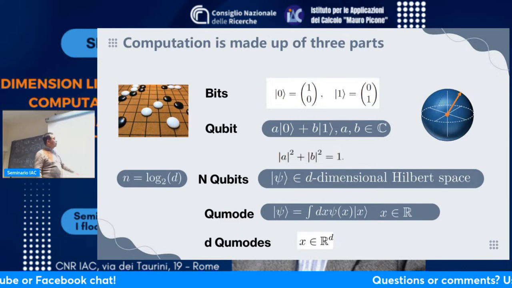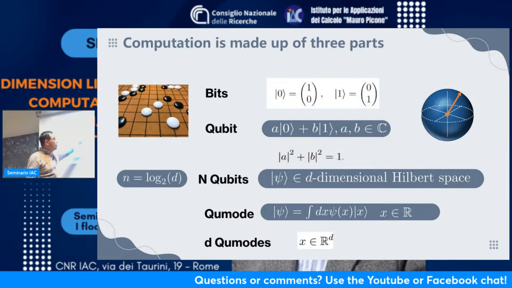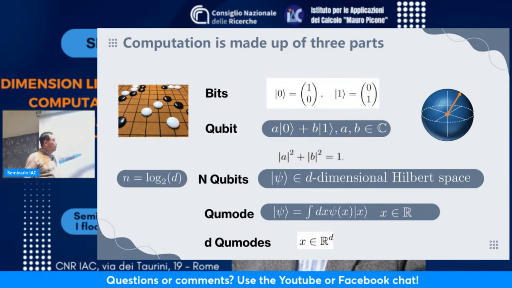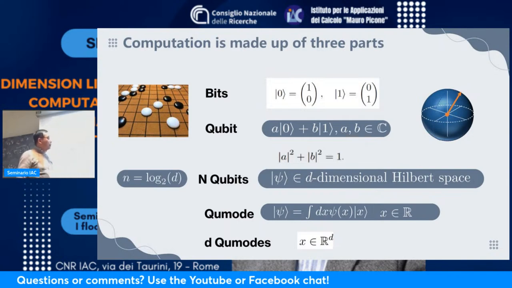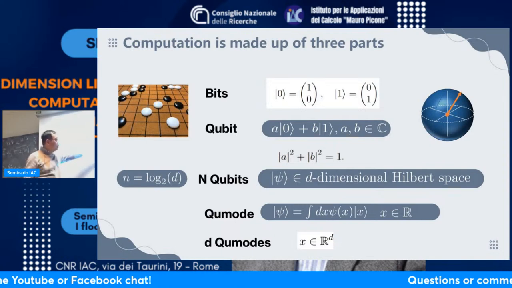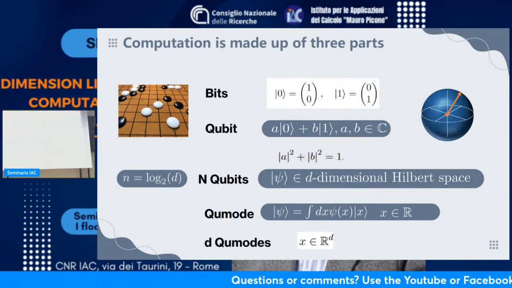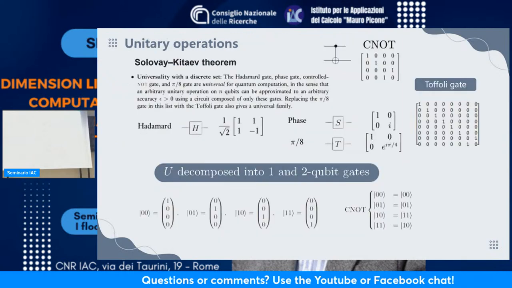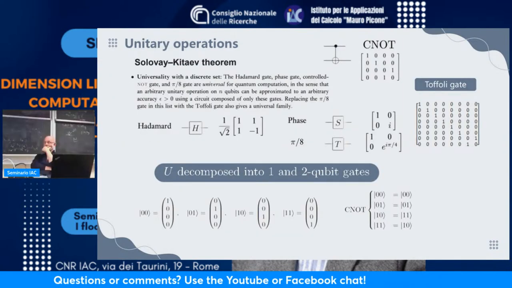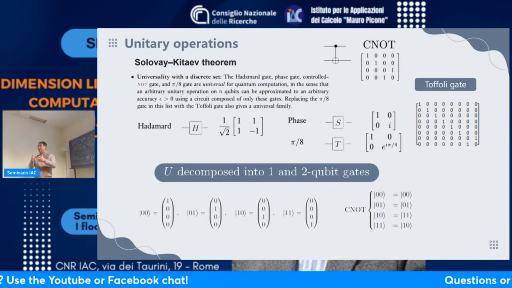There's also another direction. Here everything is a vector, but if you use continuous variables, you can also design a quantum computer using so-called quantum modes, Q modes, where you just make this vector continuous. And as I said, these quantum gates are just the unitary matrices, all right?